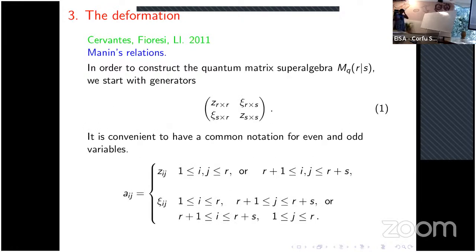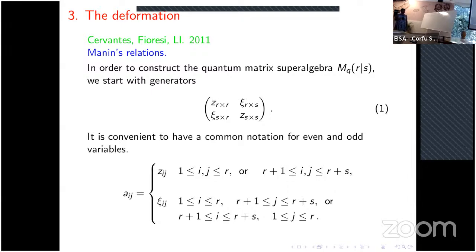So now we go to the deformation. In order to construct it, we need to define what the quantum matrix superalgebra is. This is done by Manin, and I think somebody else, probably Voronov, did it before. But in the formalism of Manin, the entries are matrices. I am just displaying the generators as matrices for convenience, but these are just generators in a superalgebra that will be non-commutative.